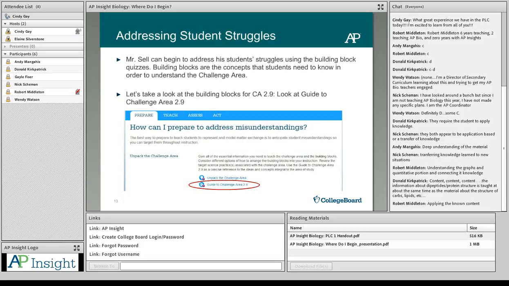And so hopefully keep this window open, but perhaps in another window, open AP Insight and open the guide to the challenge area, which is under the Prepare tab. If you look at the building blocks for this area, under 2.9, under the Prepare tab, you're going to click on this guide to the challenge area. And think about how the building blocks relate to this challenge area.